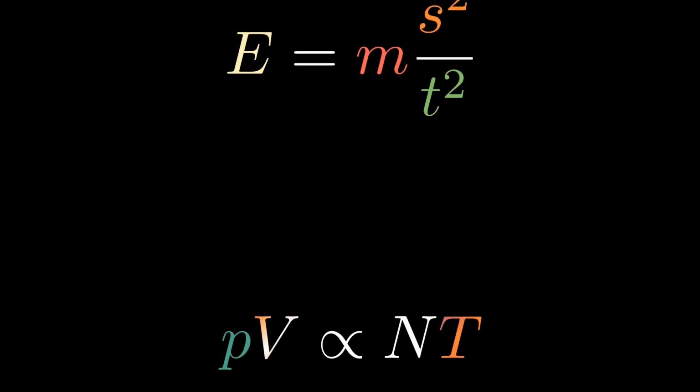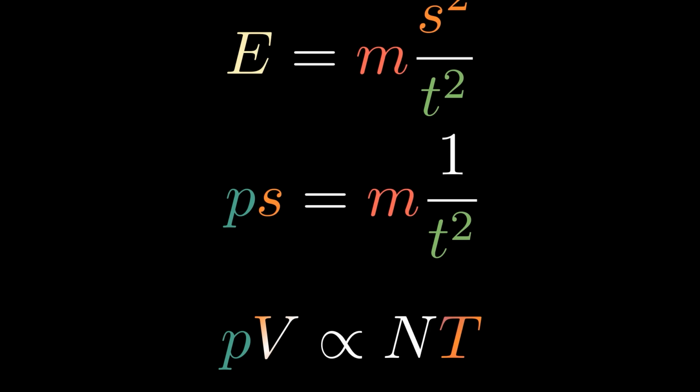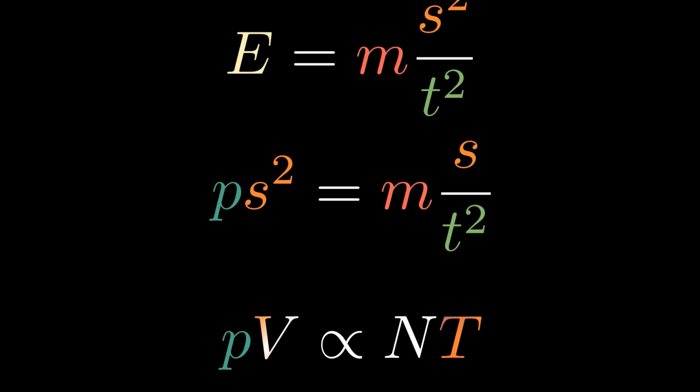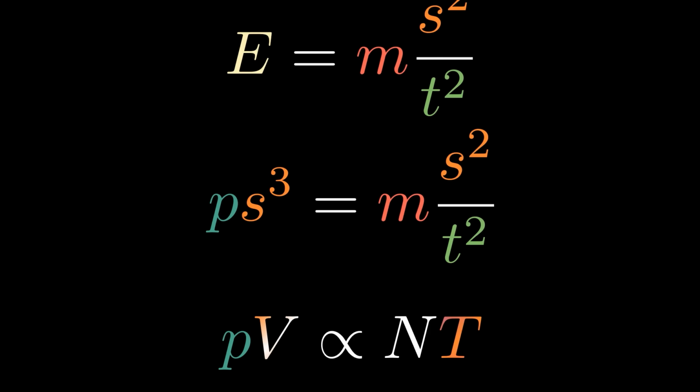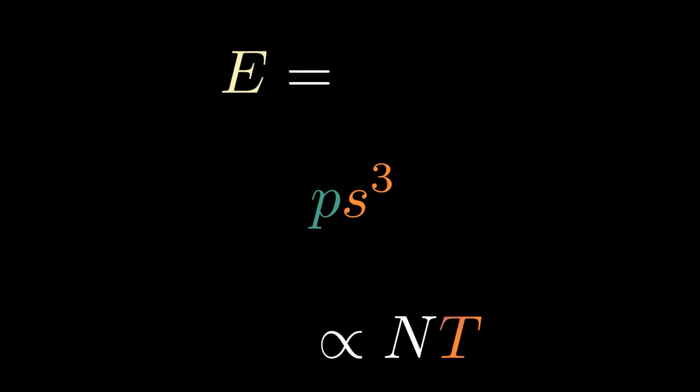Now let's go back to our E equals m s squared over t squared and define another unit called a pascal, which is just force per area, which is just P equals m s divided by t squared S. Now we can see that if we take this pressure and multiply it by length, and again by length, and again by length, we get this. So P s cubed is equal to m s squared divided by t squared. Or in other words, P s cubed is equal to the energy.